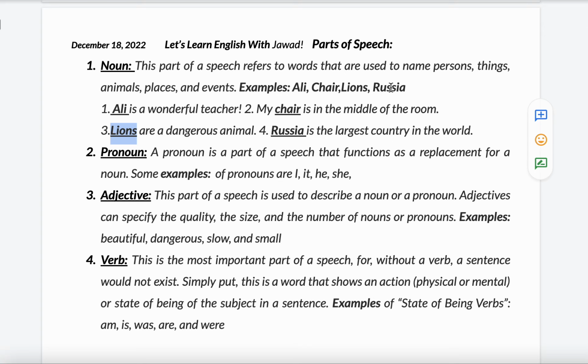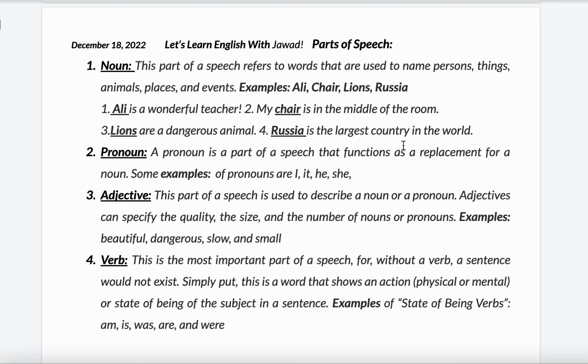The fourth one is about a place. A place could be Russia, India, or China. It could be a country, it could be a city. Russia is the largest country in the world. These four points reflect our noun part of speech.